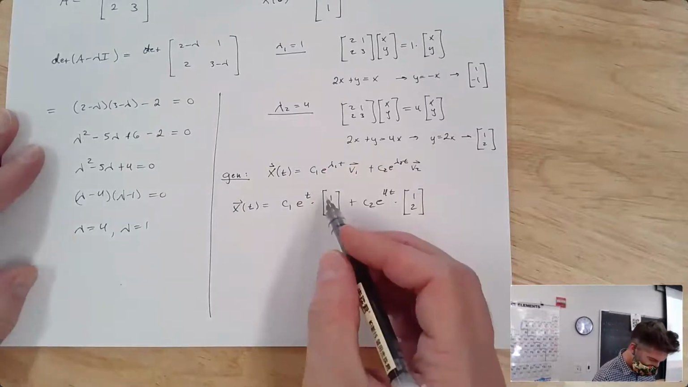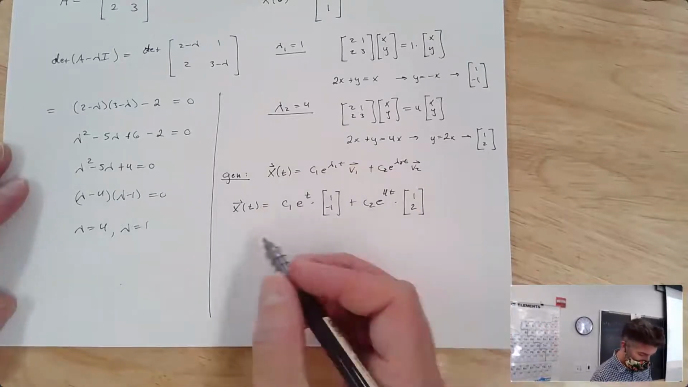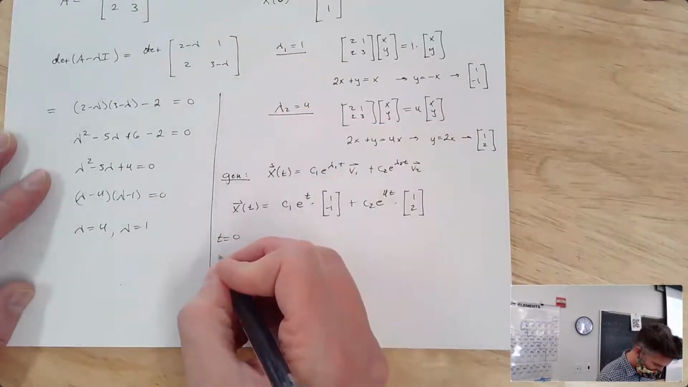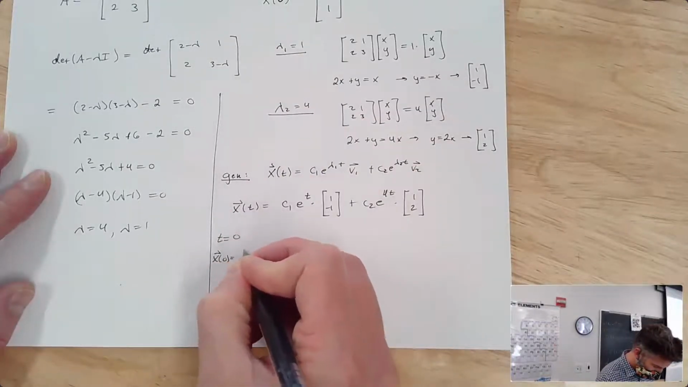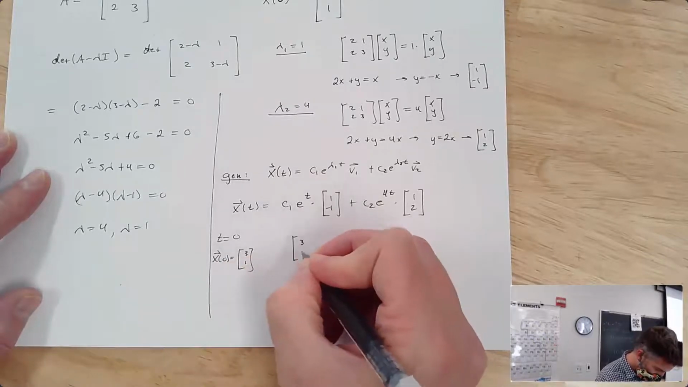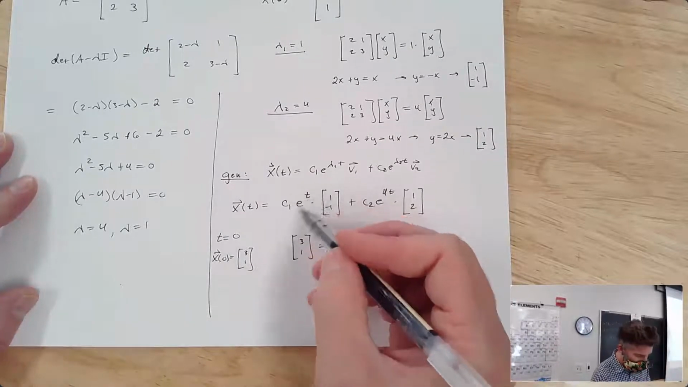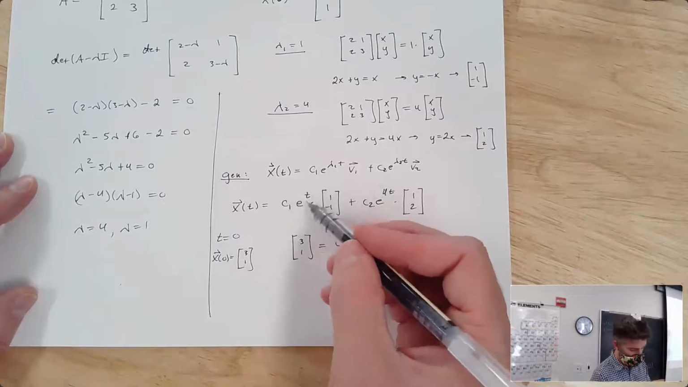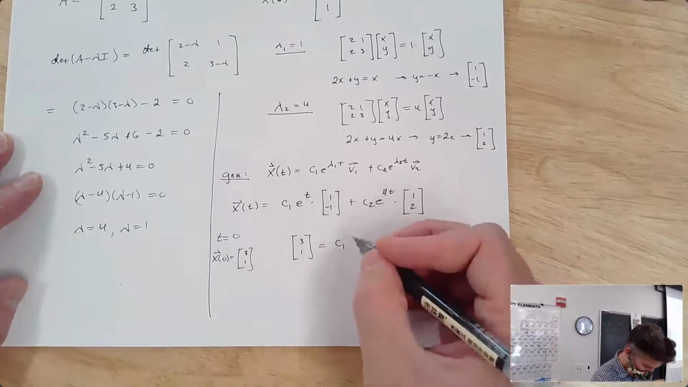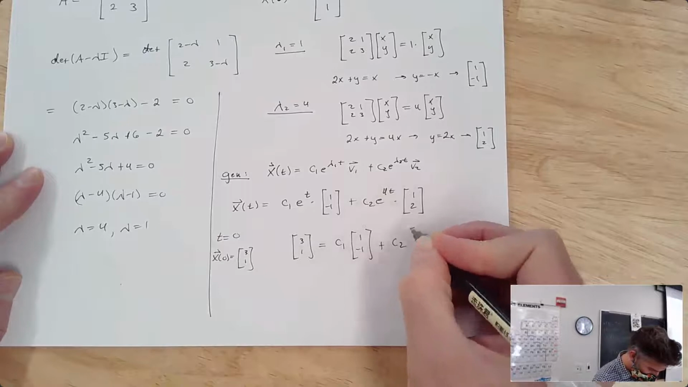Okay. And then we're going to find the c's by plugging in our initial conditions. So when t equals 0, we have that the vector is (3, 1). So we have that (3, 1) equals c1 times e to the, this part always goes away, right? When you're using the initial condition, you're always plugging in 0 for t, so this part's always just going to be gone. So it's c1 times (1, negative 1) plus c2 times (1, 2).